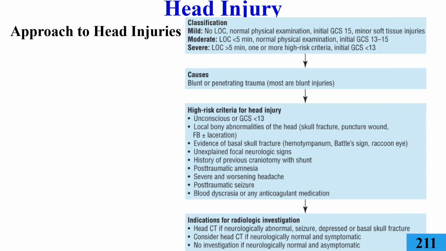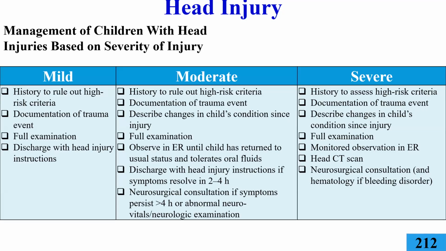Rhinorrhea, bleeding around the eye, change of blood content, seizure, headache increasing in severity. So you need a CT scan based on the findings, the mild, moderate, or severe type, and if there is evidence of basal skull fracture. So management depends: is it mild or moderate or severe?